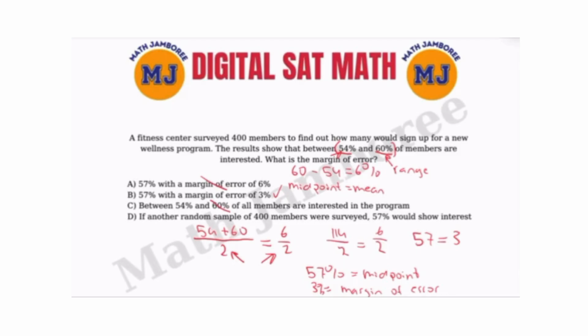And D says if another random sample of 400 members are surveyed, 57% would show interest. That is incorrect because we need the margin of error in our answer. So choice B is the only correct answer to this question.